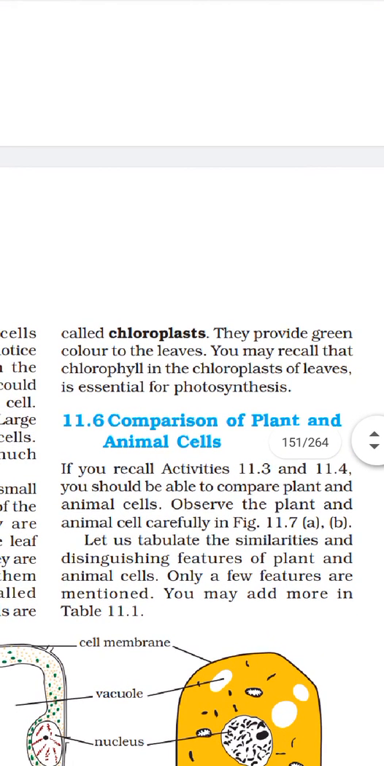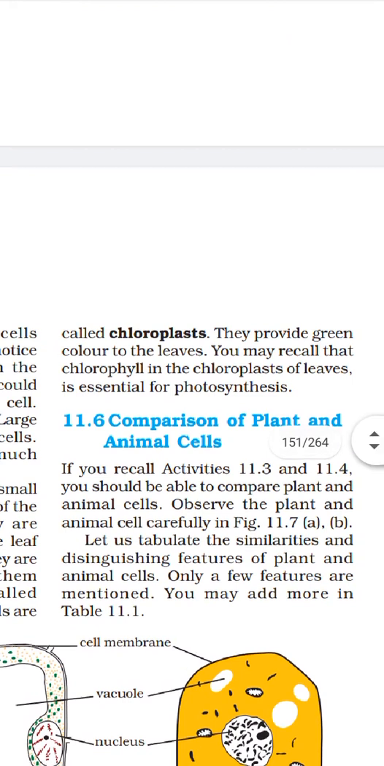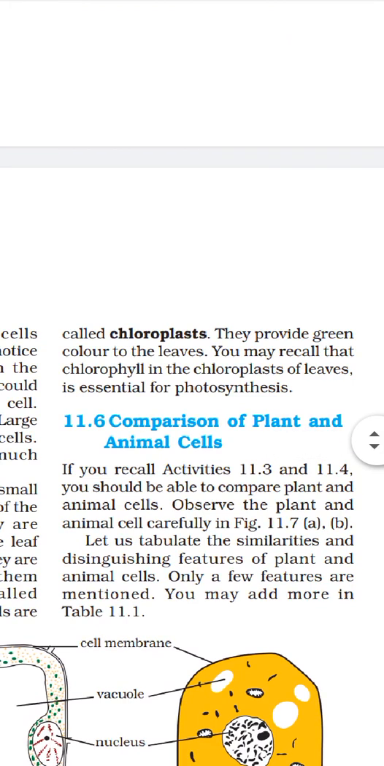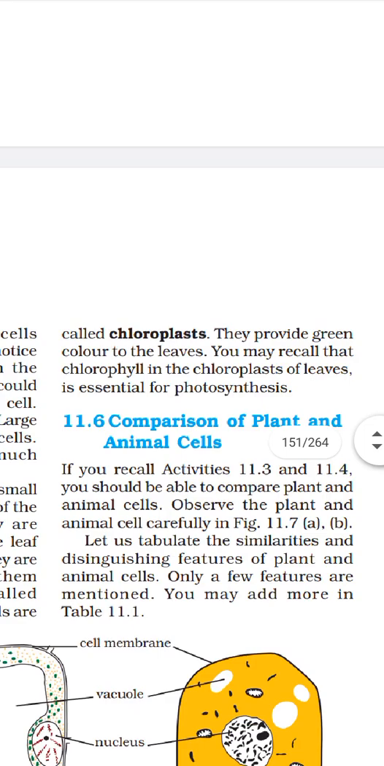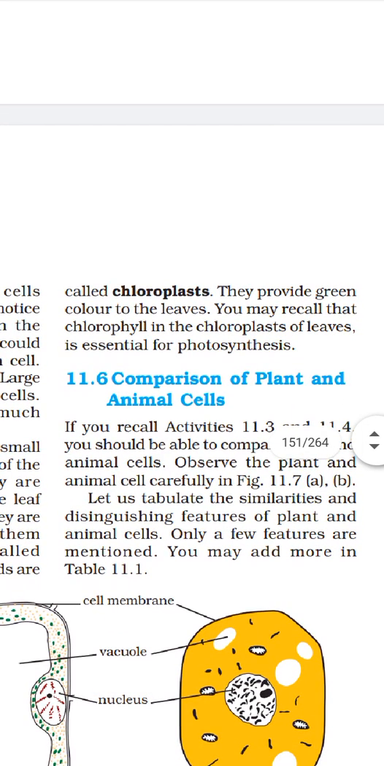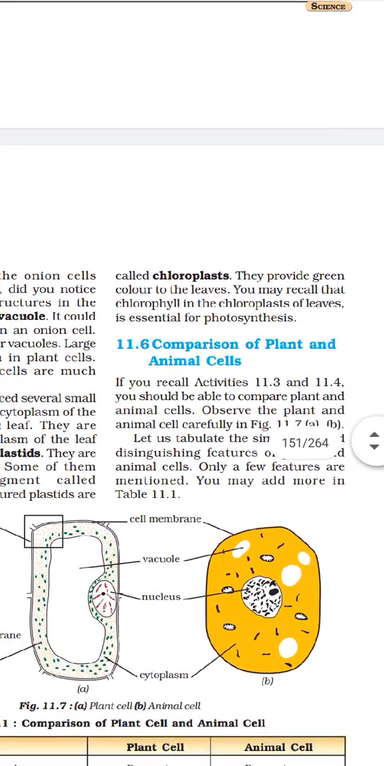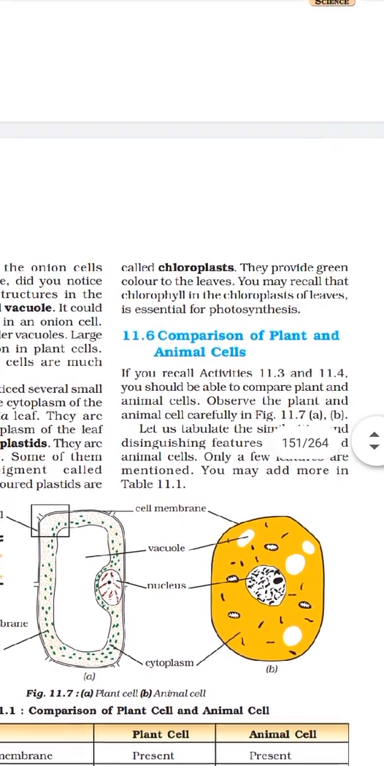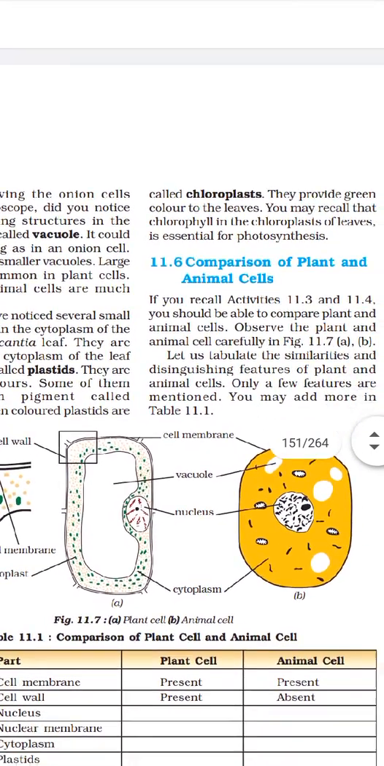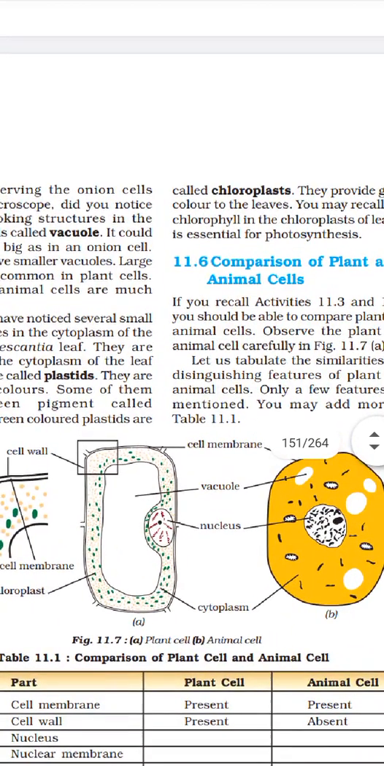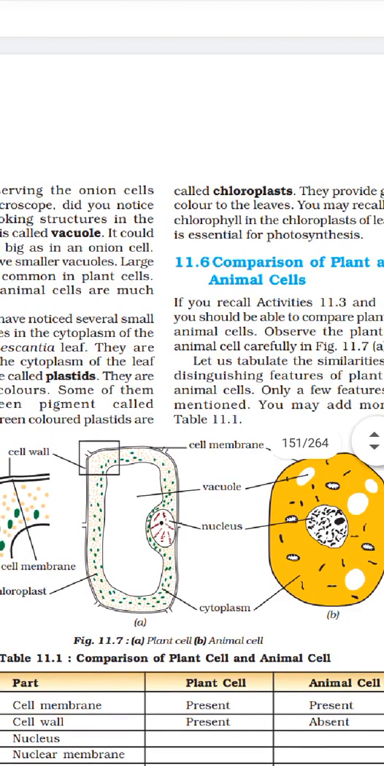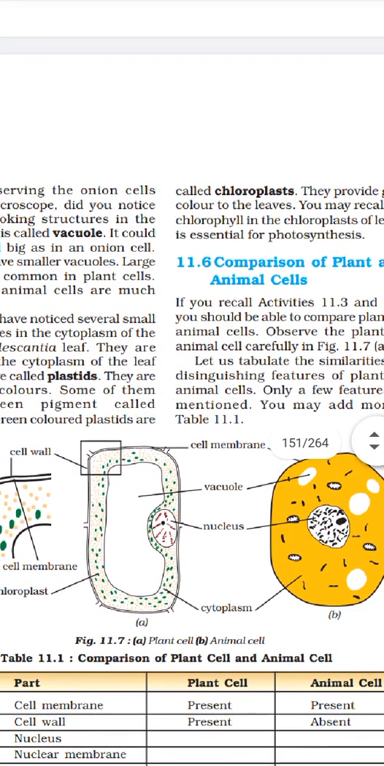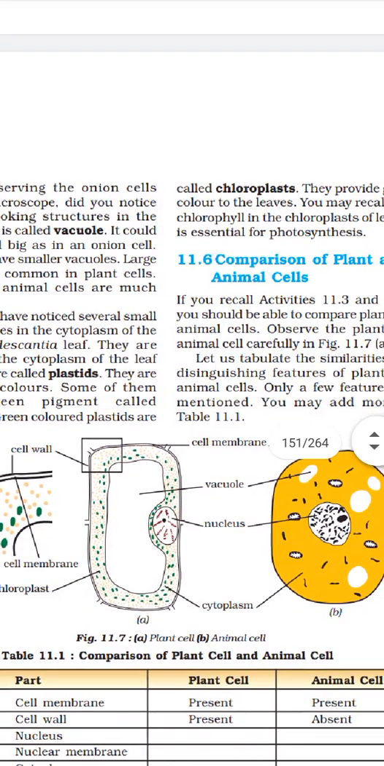Difference between plant cell and animal cell. Plant cell contains cell wall, animal cell does not contain cell wall. Plant cell has a big vacuole, animal cell has a small vacuole. Plants have plastids. Animals do not have plastids.